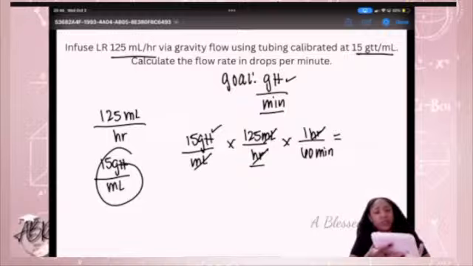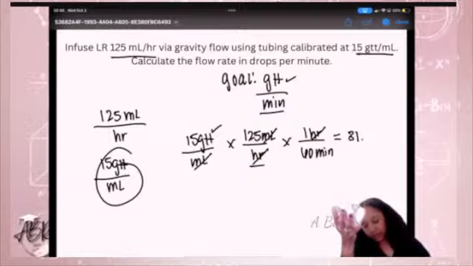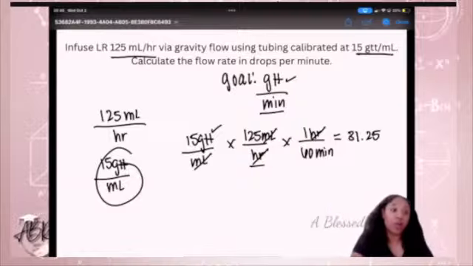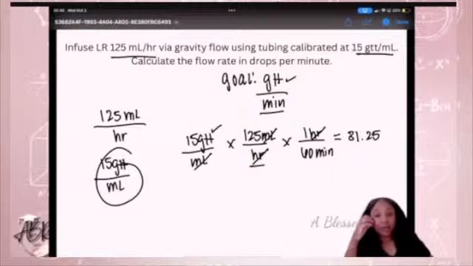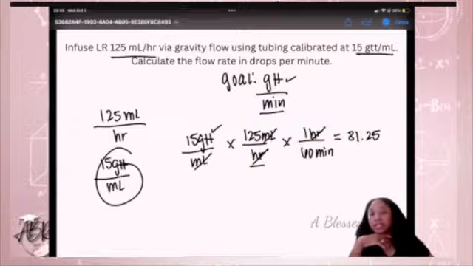So we'll do 15 times 125 divided by 60. Okay. So that is 31.25. You've never seen a quarter of a drip leave out of the faucet. It's either a drop or not, right? So we're going to round this to the nearest whole number. So if we've got 31.25 and we round it to the nearest whole number, what is our answer?